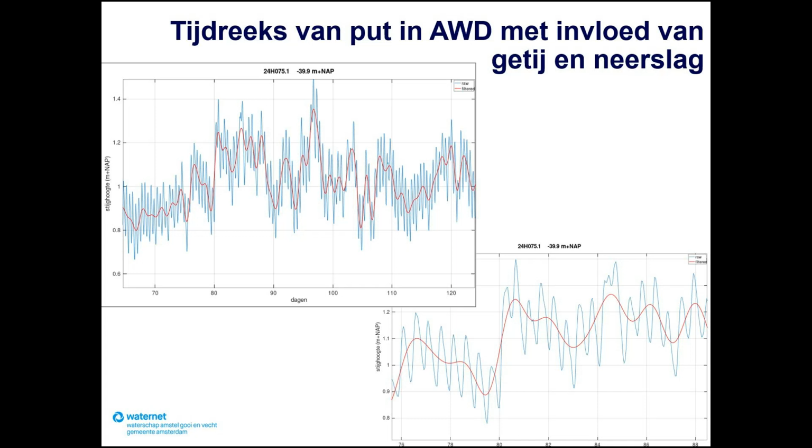And if you enlarge it a little bit, we can also filter out the tidal frequencies, and then you get the red line there, which is supposed to be more representative of what happens because of precipitation.